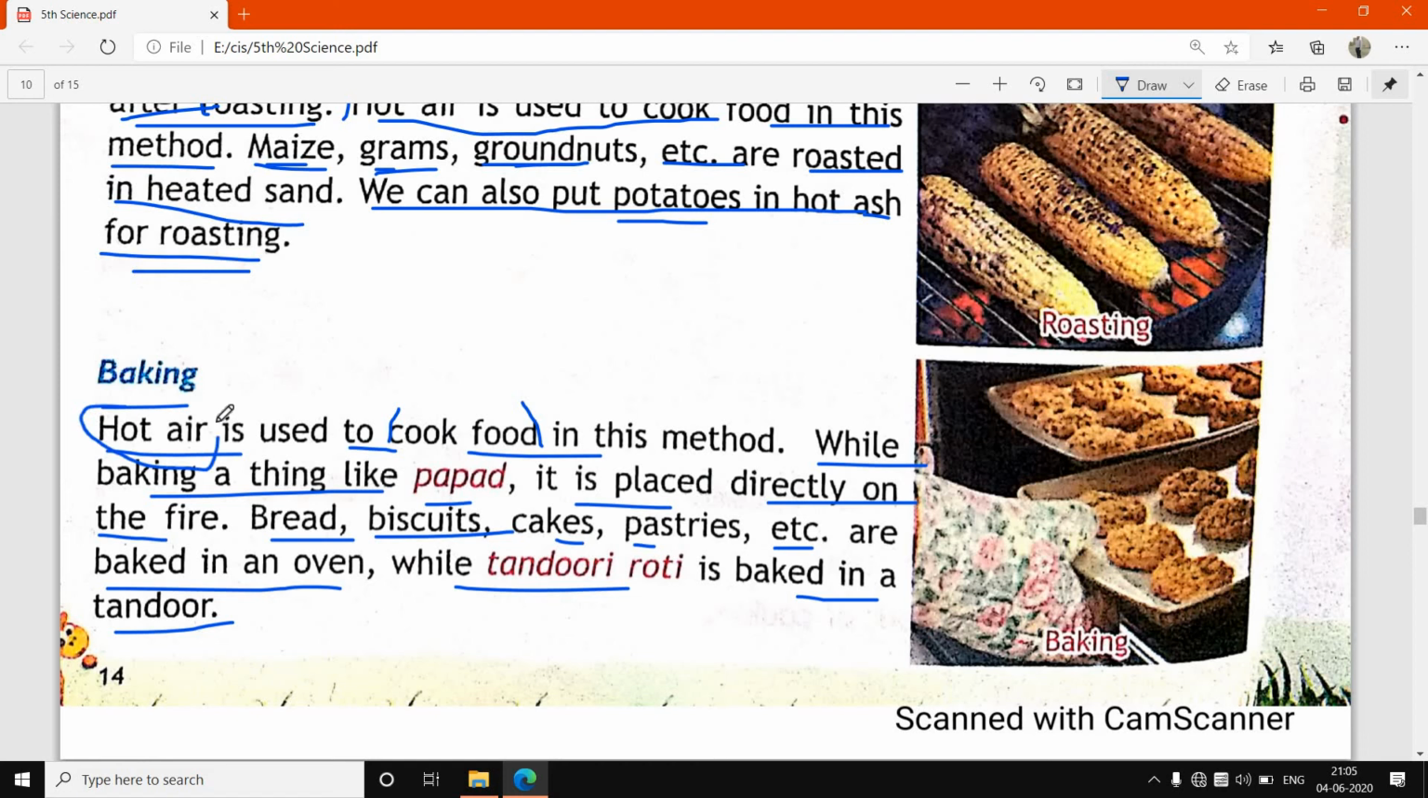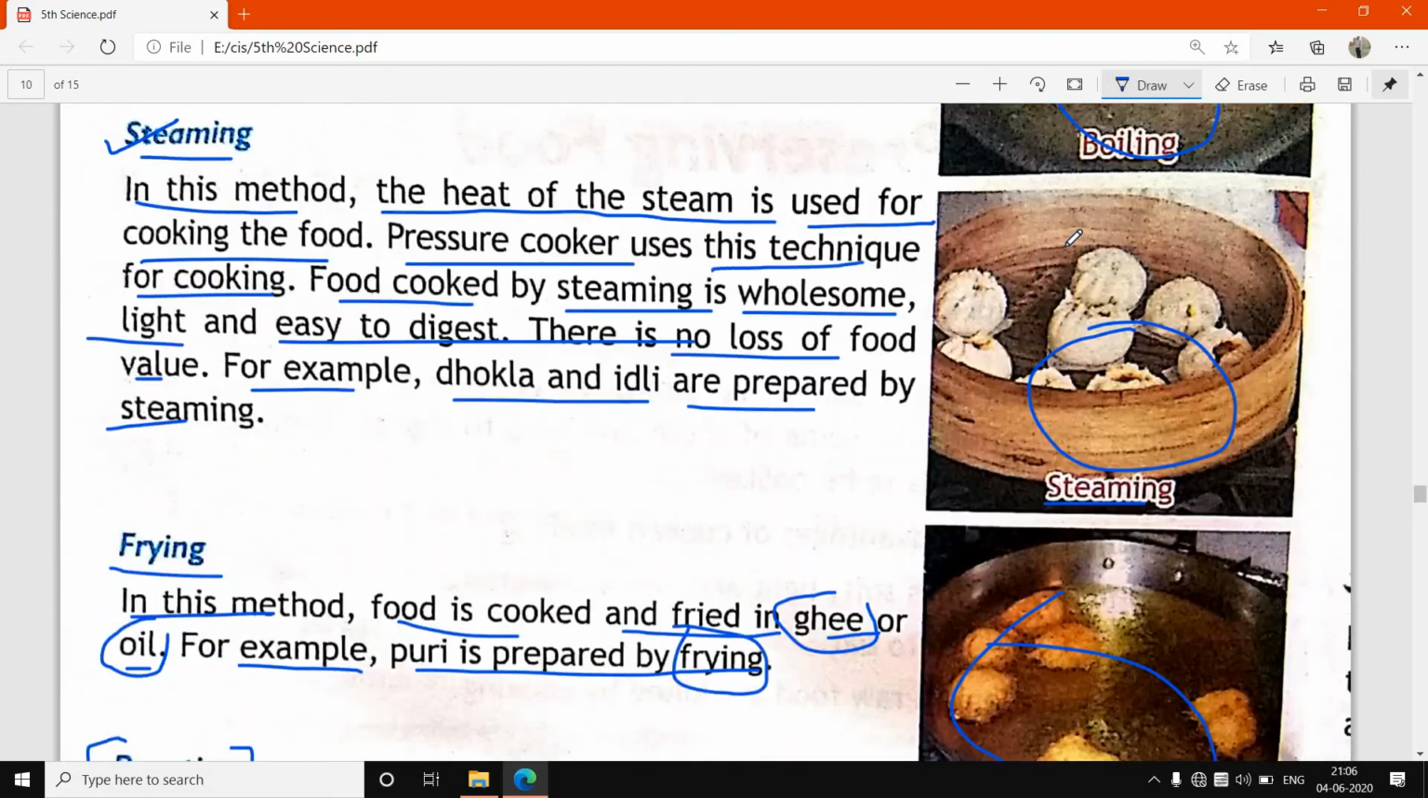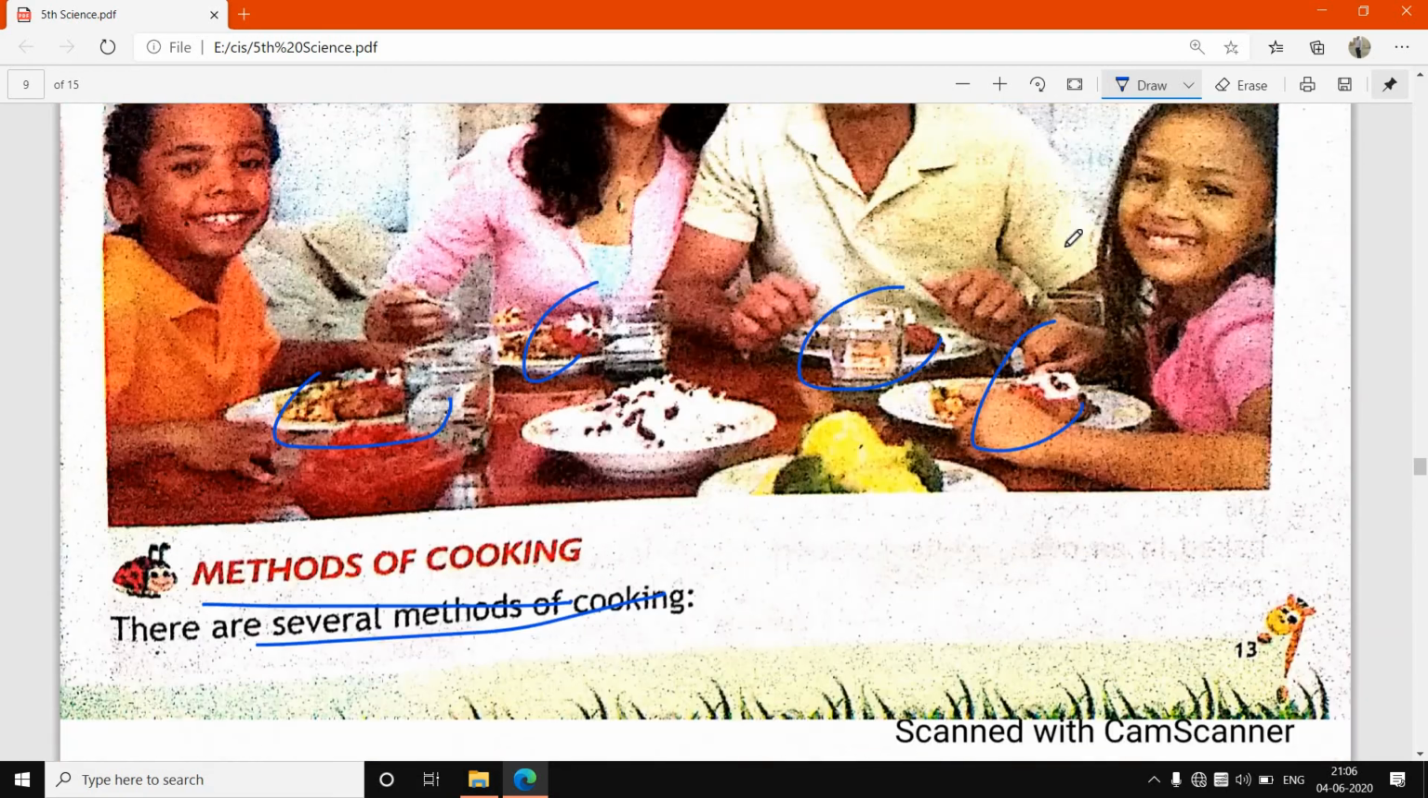In this method we use hot air for cooking foods. Like in this we will cook papad, bread, biscuits, cakes, pastries in an oven. So this is the process of cooking food by baking. And tandoori roti is also baked in a tandoor. These are examples of baking. This picture shows the baking process of cooking, and this picture shows roasting. So this is the end of your lecture.